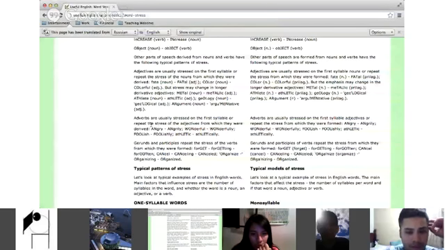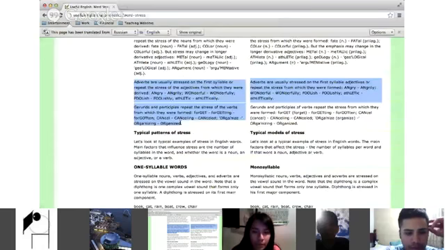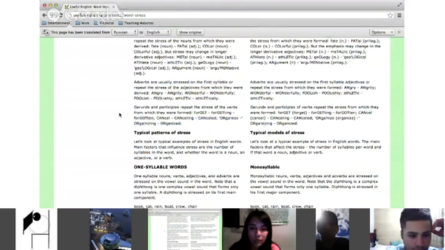Adverbs. Helen, let me have you read these next two paragraphs, please. Adverbs down to organized. Adverbs are usually stressed on the first syllable or repeat the stress of the adjectives from which they were derived. Angry, angrily, wonderful, wonderfully, foolish, foolishly, athletic, athletically. Gerunds and participles repeat the stress of the verbs from which they were formed. Forget, forgetting, forgotten. Cancel, canceling, cancelled. Organize, organizing, organized.